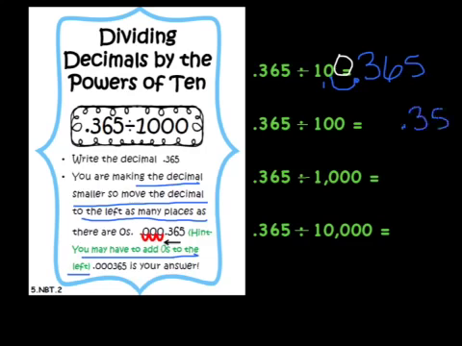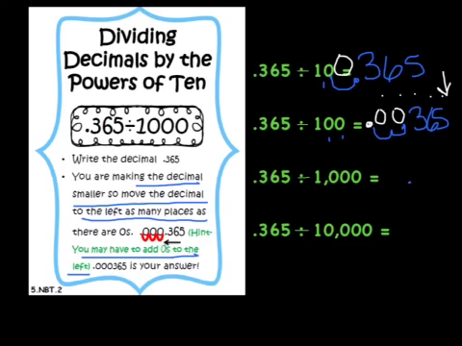365 thousandths divided by 100. Dividing always makes a smaller number. Moving your decimal to the left makes the number smaller. 1, 2 decimal places, add 2 zeros, and your decimal. This would be 365 hundred thousandths.